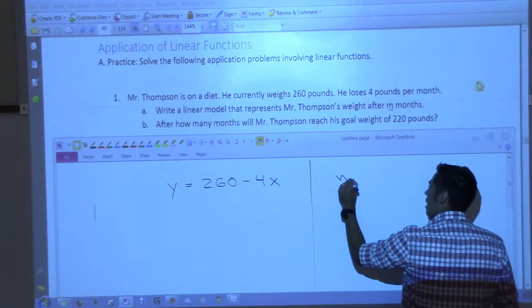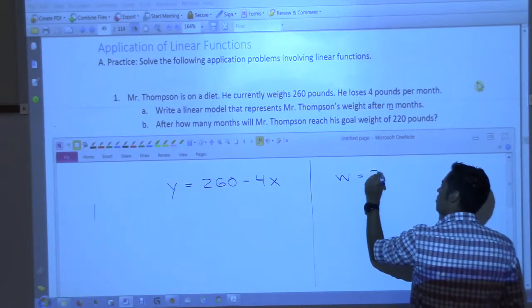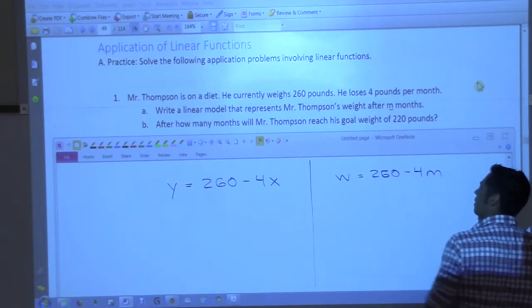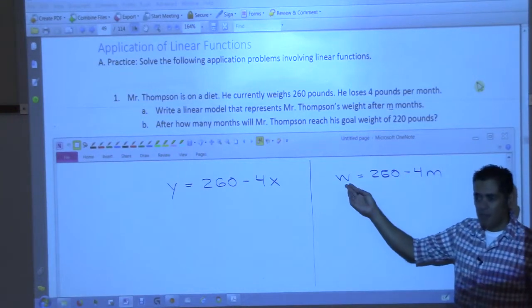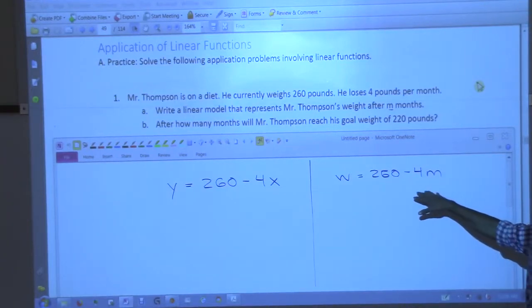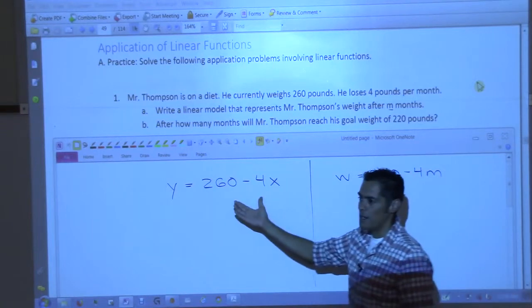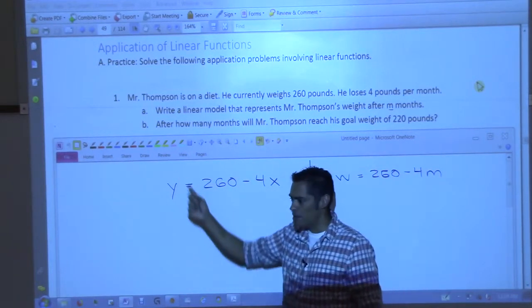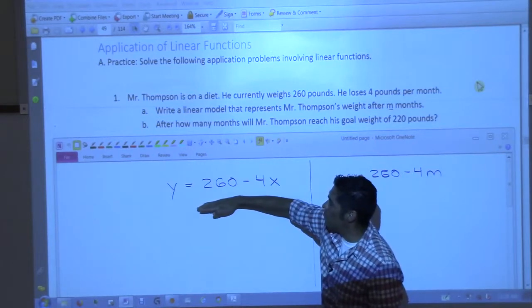We could say his weight, w, equals 260 minus 4m. Again, you could use y, but w makes a little more sense because that's his weight. So do we all agree that this is a linear model? This is definitely a linear model, like y equals and then something with x. These are both raised to the first power. So that's a linear equation in 2 variables.